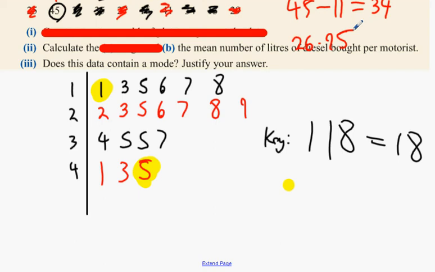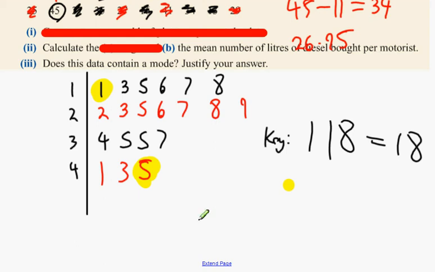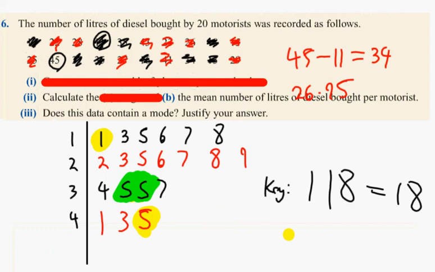Does the data contain a mode? Justify your answer. What is the most common number? Can you tell me what it is? 35 came twice. I'll use a different colour. 35 happened twice. Any other number happened twice? No. So 35 is the mode. Does that make sense? Now, I was going to do this one, but we'll leave that alone. Won't do number 7 just yet.